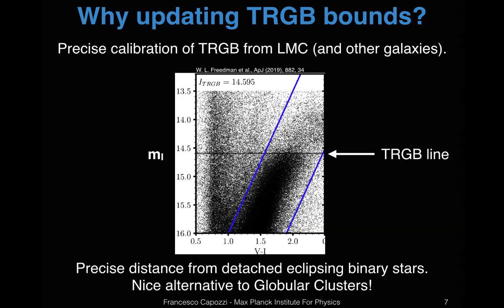And you can see that there is a horizontal black line, which is basically indicating the tip of the red giant branch, which in this band, because here they are focusing on the infrared band, is horizontal, which means that there is no dependence of the luminosity on the temperature. And so in principle, one can use also red giant stars coming from other galaxies in order to get bounds on axions. And this has never been done.